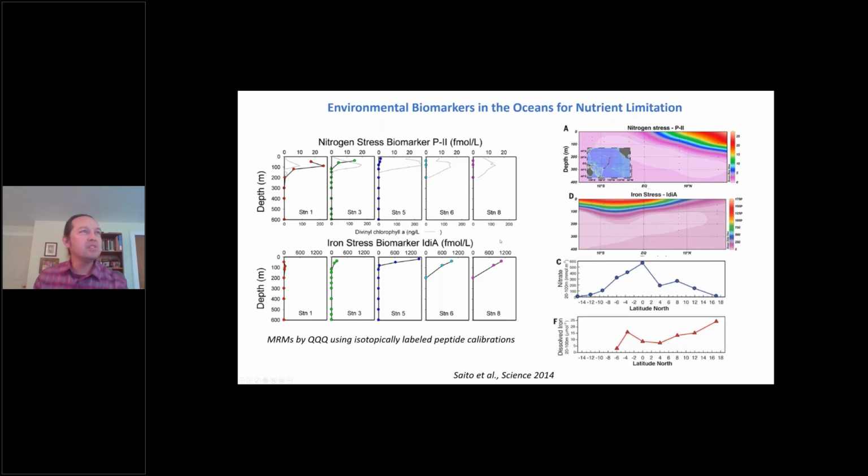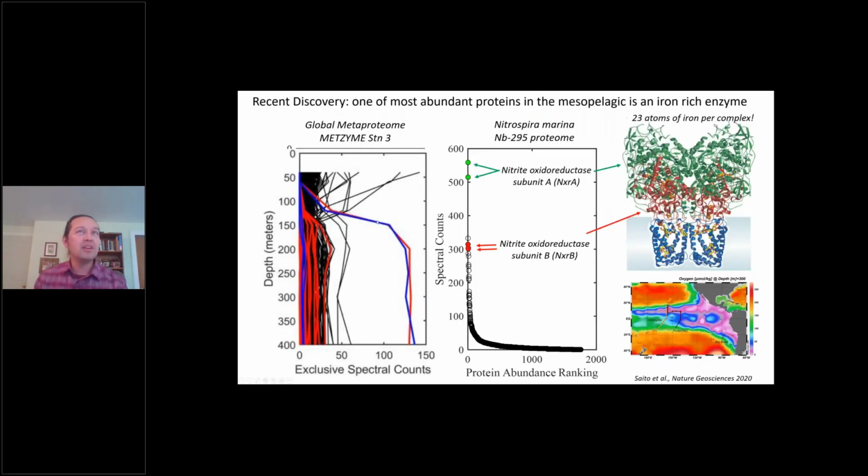And one of our more recent observations is that as we went down into that dark zone in the ocean, the most abundant protein turned out to be an enzyme that had 23 atoms of iron per complex. So this was a really big shock to us because, as I mentioned before, the upper ocean is iron limited, but then you go down deep and literally the number 1 and number 2 most abundant proteins appear to be iron proteins. And this is consistent with when you take the organism that this comes from and you grow it in the laboratory. Indeed, inside the proteomes of those laboratory organisms, those proteins are most abundant as well.